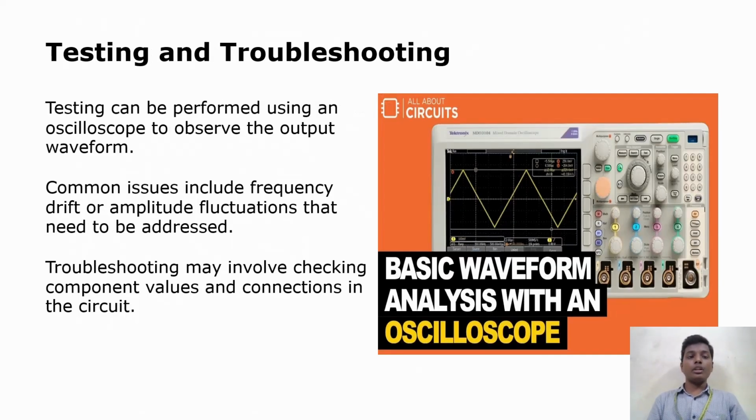Testing and troubleshooting. Testing can be performed using an oscilloscope to observe the output waveform. Common issues include frequency drift or amplitude fluctuations that need to be addressed. Troubleshooting may involve checking component values and connections in the circuit. Basic waveform analysis with an oscilloscope.